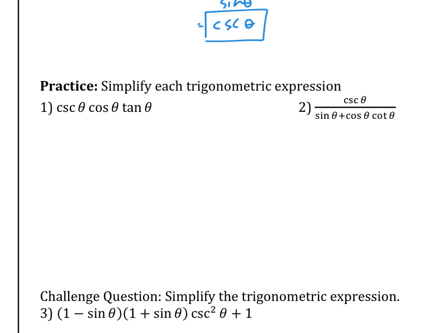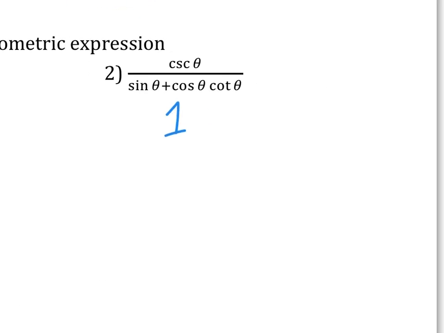All right, so both of these answers are 1. Okay, you probably got 1 for number 1. Number 2, you may have gotten into some problems with the complex fractions. So let's do a little review on complex fractions in Algebra 2. First, let's change everything to sine cosine. So cosecant is 1 over sine. And then sine plus cosine times cosine over sine.